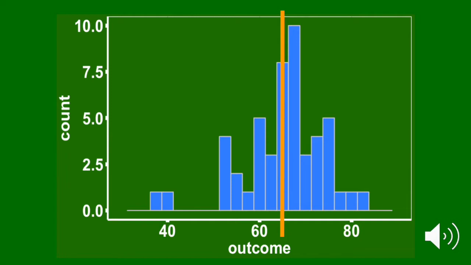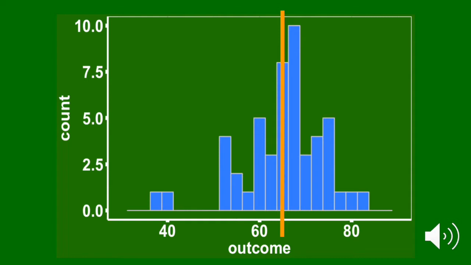And you could see that 64 is not a perfect representation of this distribution. This distribution is a lot more varied. There's a lot more details to it. It totally misses this idea that some people scored 80 on this outcome variable, but it's a good representation because it roughly captures something about this distribution that's important, namely the center of it.